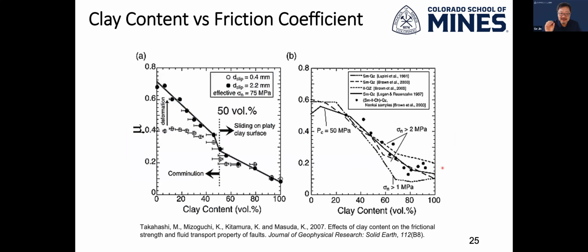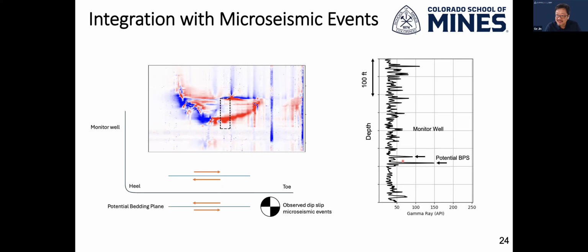It's because, from lab experiments, high clay content can significantly lower your shear friction coefficient in shear movement. That means that a formation with very high clay content is very easy to shear, even though it may not be oriented in the most favorable shear direction.